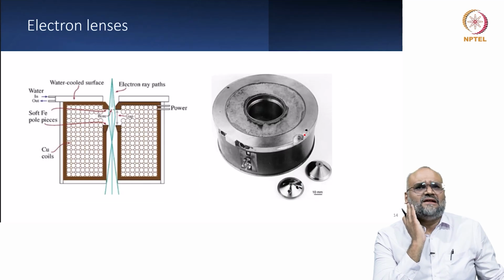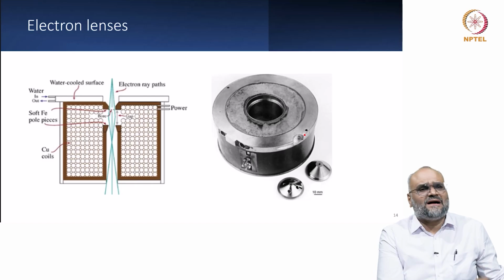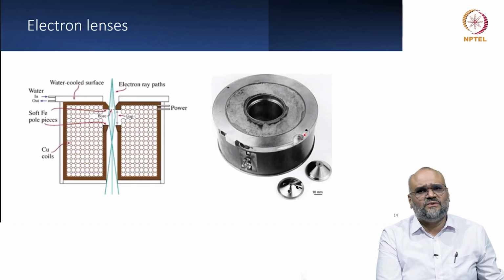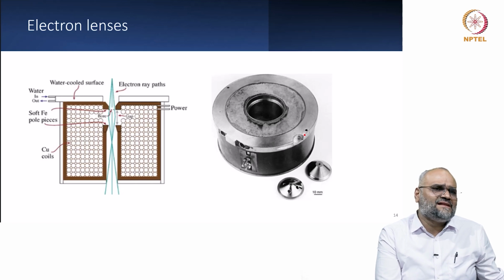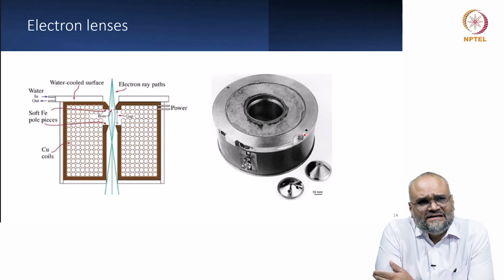If I look at the schematic construction of these lenses, typically these are water cooled lenses with a soft ferromagnetic pole piece, typically iron, and the coils are highly conductive pure copper coils which are wound. When a current goes through this, you are applying a magnetic field along the vertical direction. By lowering the pole piece gap, you are minimizing the aberrations that are caused in these kinds of lenses due to the diverging magnetic fields.